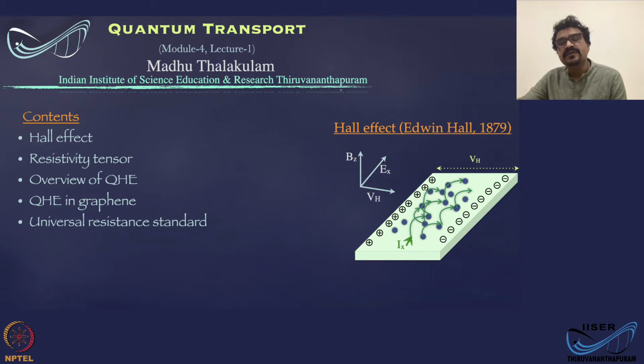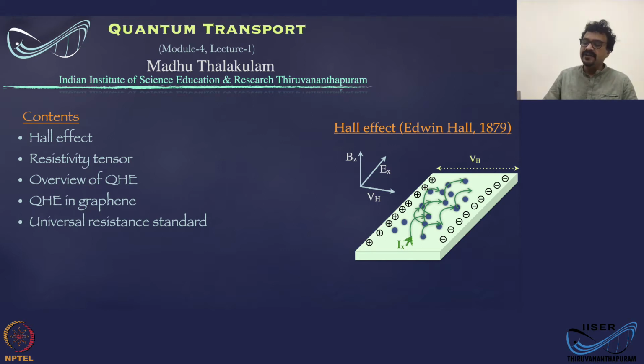In this module, we will start discussing a touchstone quantum phenomenon of two-dimensional systems, that is the quantum Hall effect. Before we dwell into the details, let us quickly and briefly review the classical Hall effect, which was discovered by Edwin Hall in 1879.